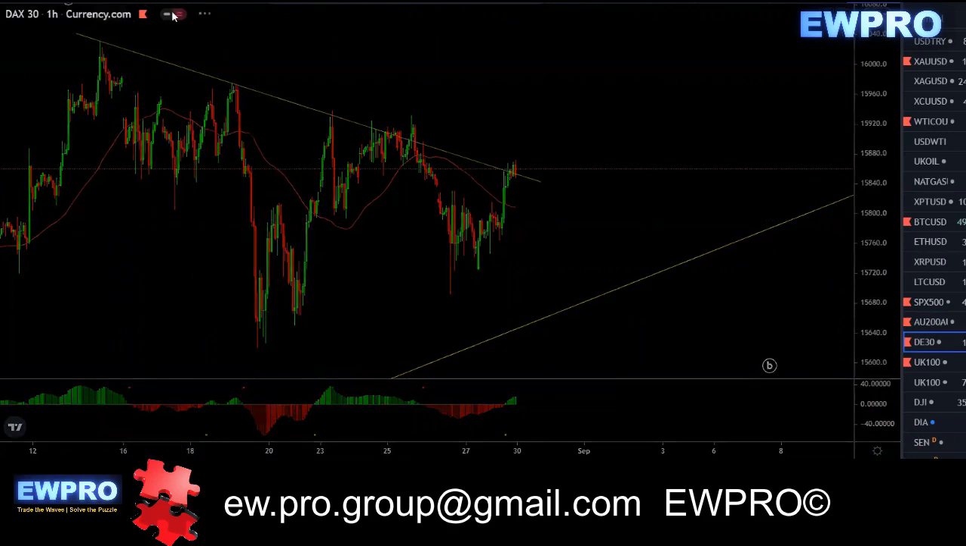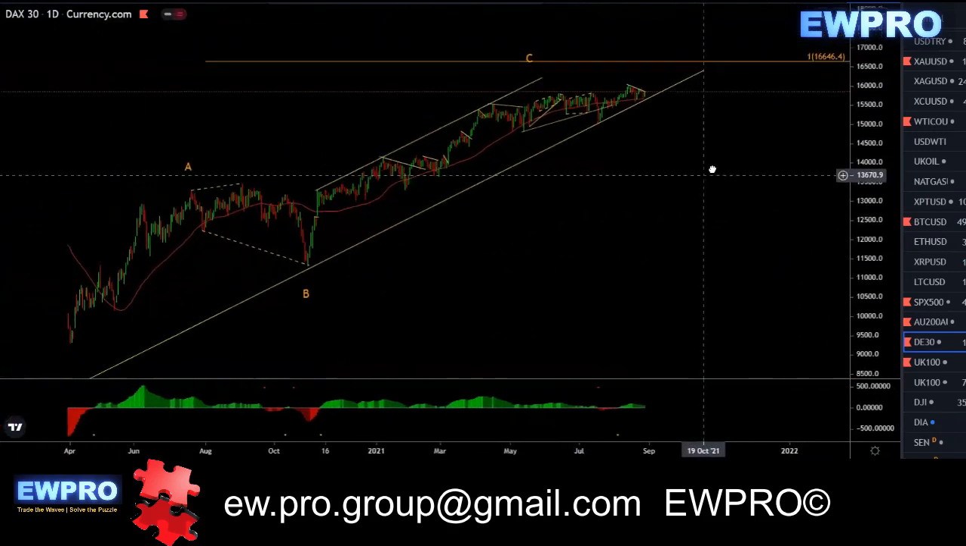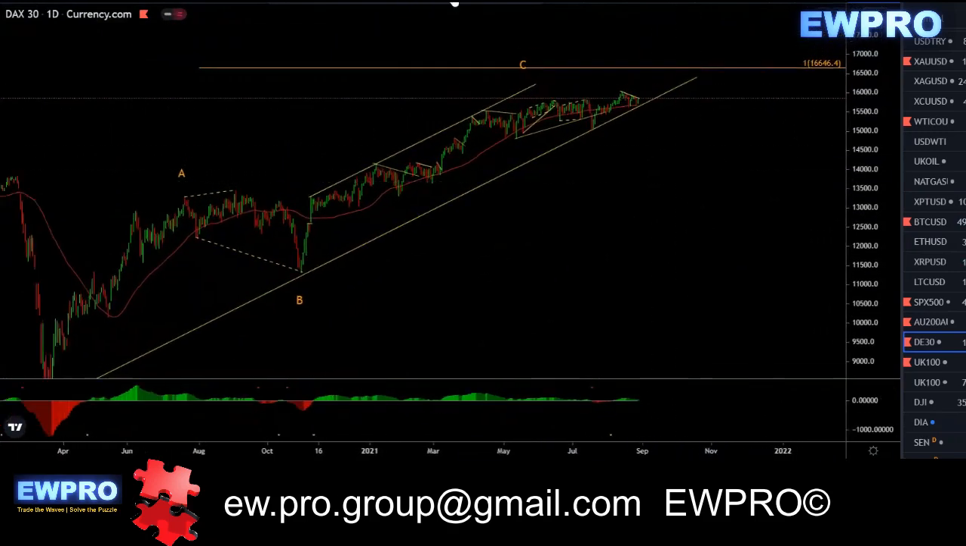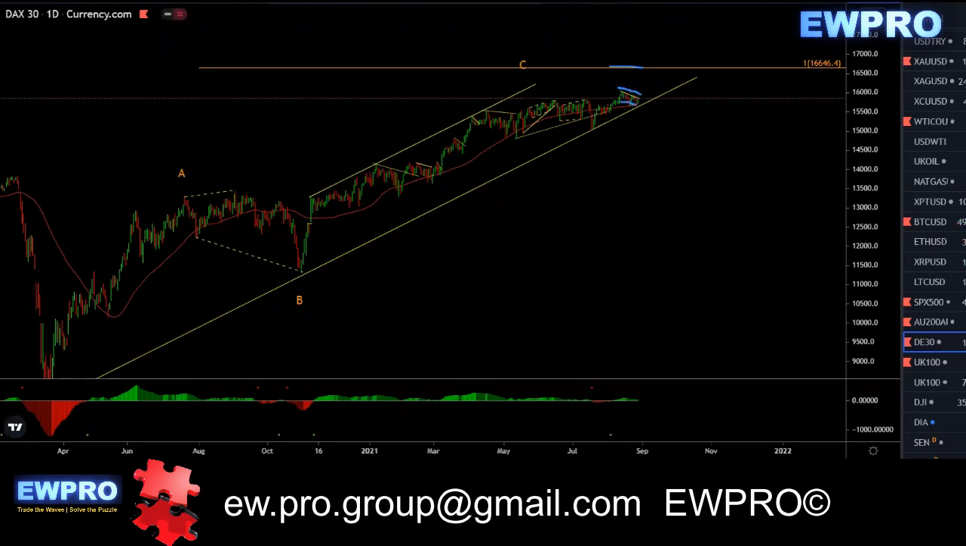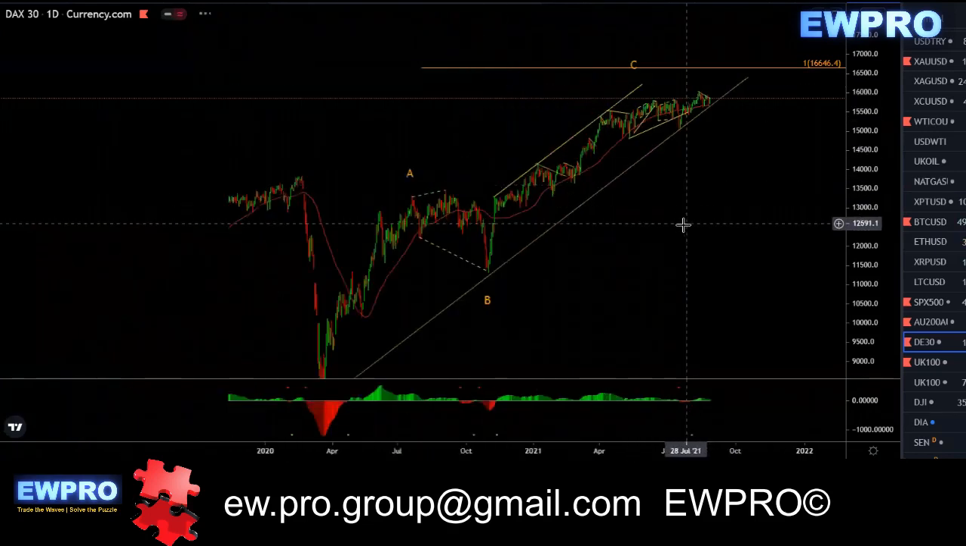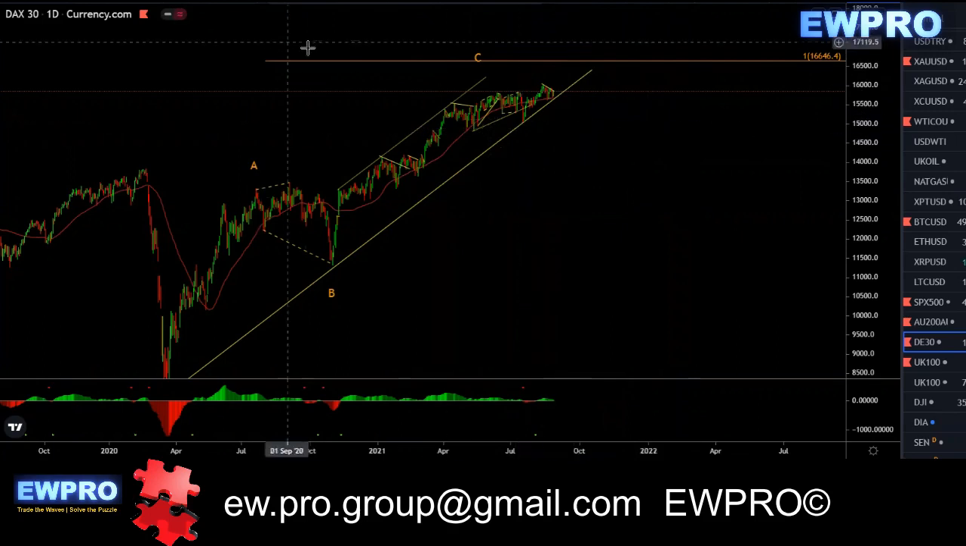Looking at the DAX on the daily, again, this one's just about up to that 100 fib as well. It's not far off, but this is still looking bullish up here. We'll have to look at what all this correction is.